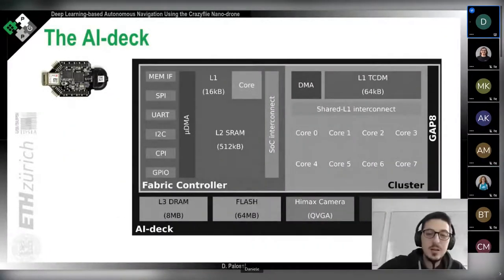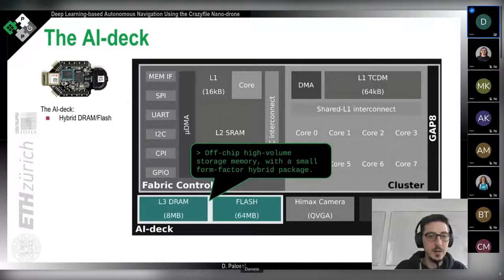Okay, let's move a bit into the details of the AI deck and the system on chip. Here you see the overall picture, the big picture of the system. I will introduce you now every component so everyone should be familiar with the device for the rest of the talk. First of all, as I said, we introduced external memory, additional DRAM and flash in this AI deck. You can see them as a hybrid package featuring both of them in the same chip. And this is the biggest storage memory you have in the system.